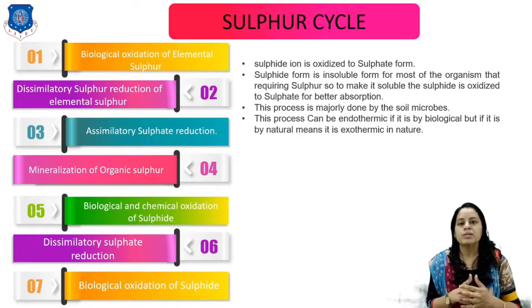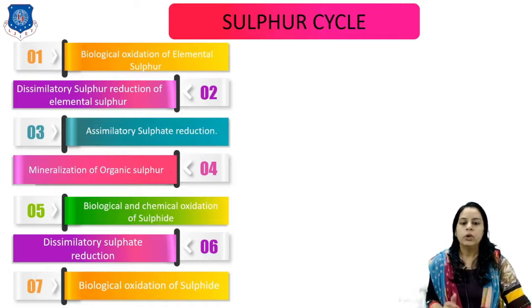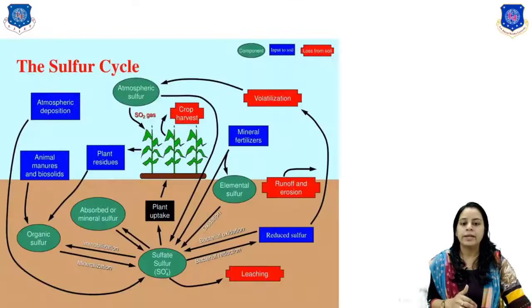Okay, so this process is majorly done by the soil microbes, and this process can be endothermic if it is done by biological means, but if it is by natural means it is exothermic in nature, right? Okay, so this is all about the sulfur cycle.